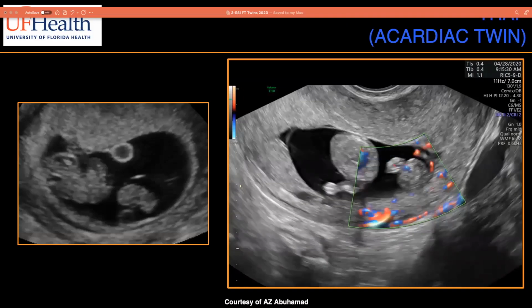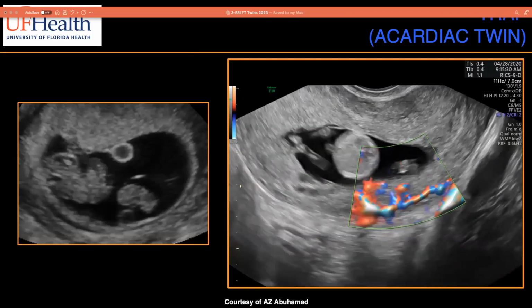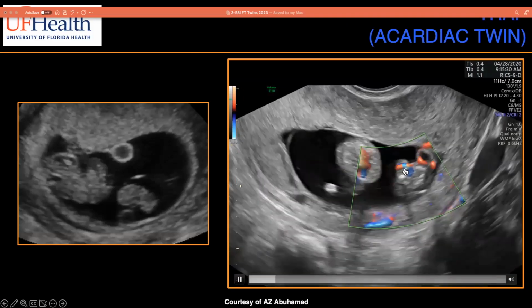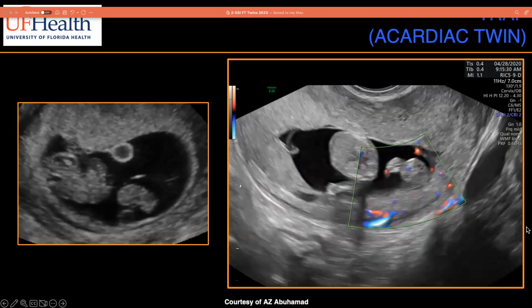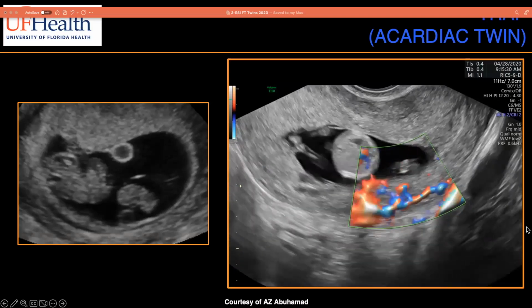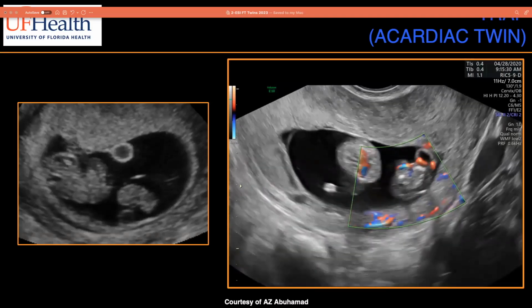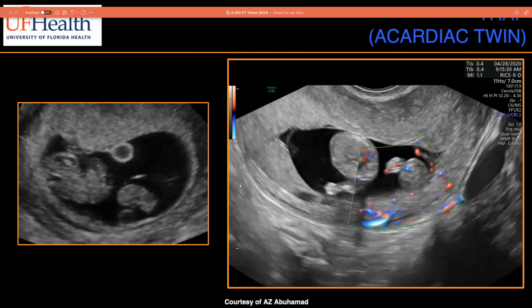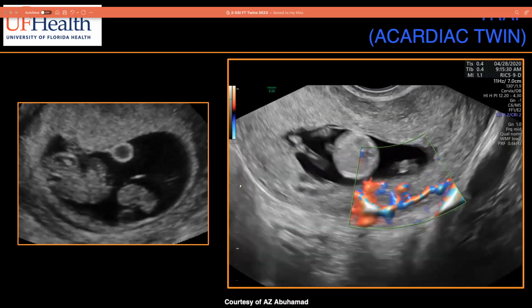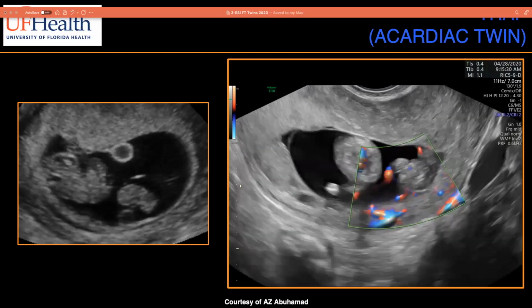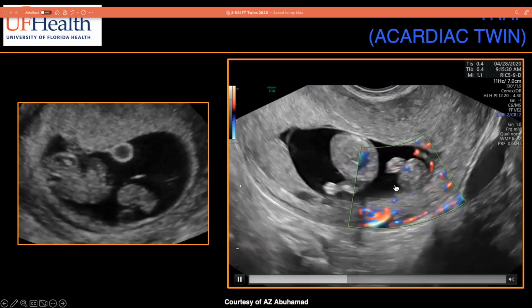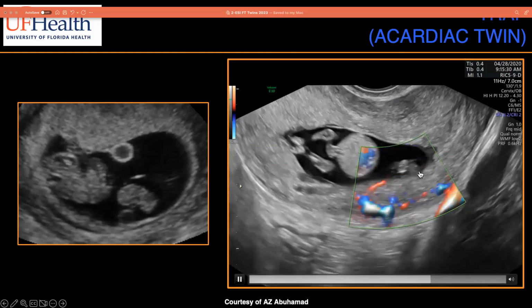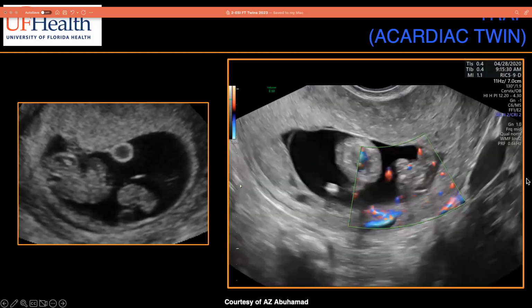And here is a trap where you can see an acardiac twin right here. Always these bring to mind, is this an amniotic band, is it a body wall defect? But usually you can see it in twins. The other one is just a very abnormal looking twin.